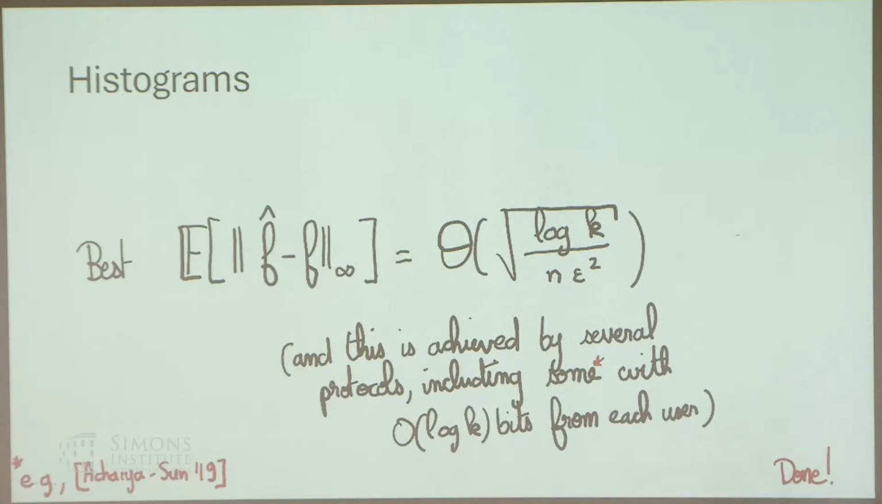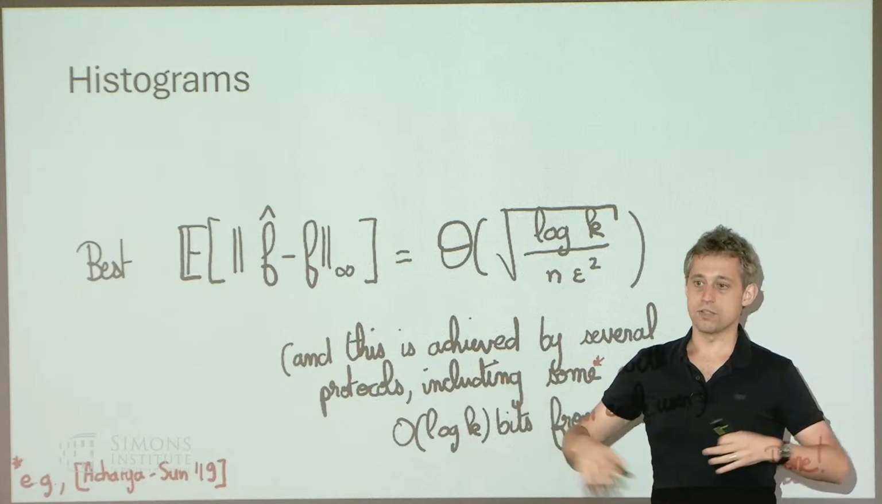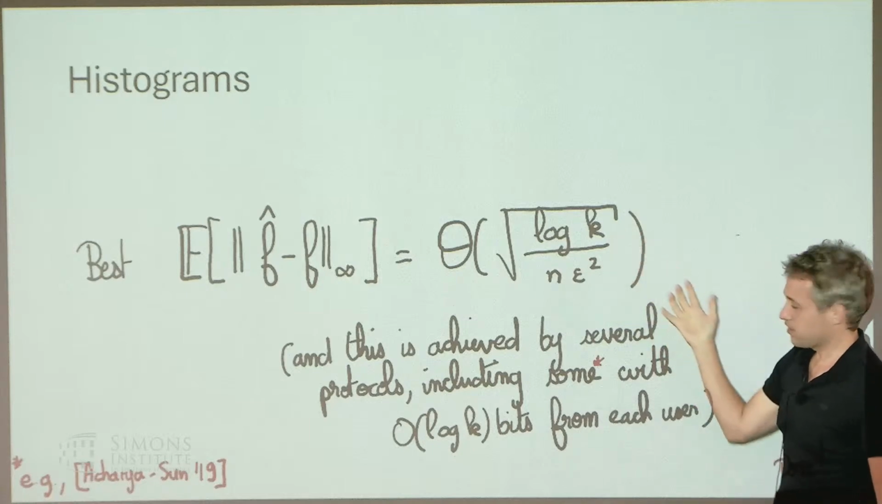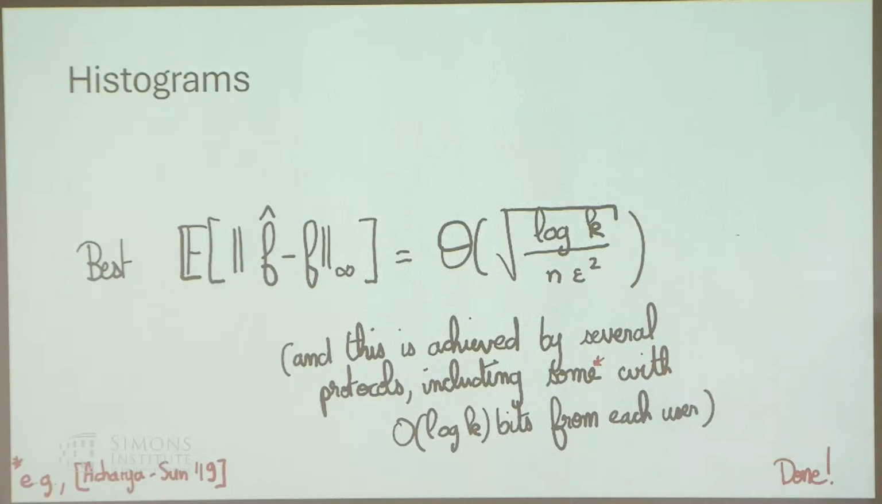Sorry, so k is what? K is the number of airlines. Okay. N is the number of users. Yeah, n is the number of users. So if n is really large, you have smaller error. If k is really large, you have bigger error.